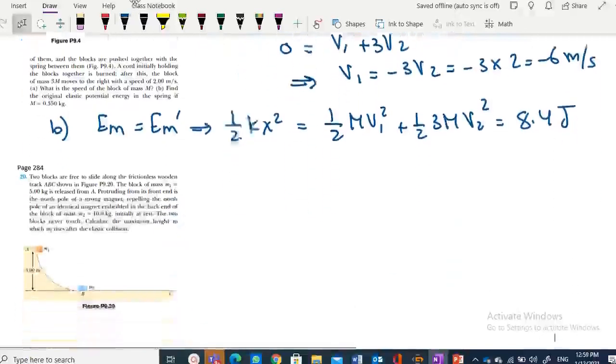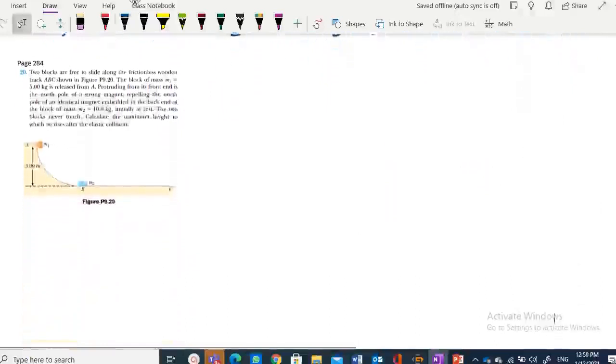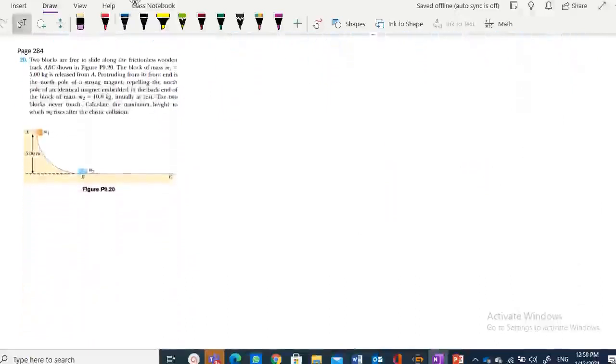Okay, let me also do problem 20. It says the two blocks are free to slide along the frictionless wooden track ABC as shown in figure 9.20. The block of mass M1 equals 5 kg is released from A. Protruding from its front end is the north pole of a strong magnet, repelling the north pole of an identical magnet embedded in the back end of the block of mass M2 equals 10 kg.